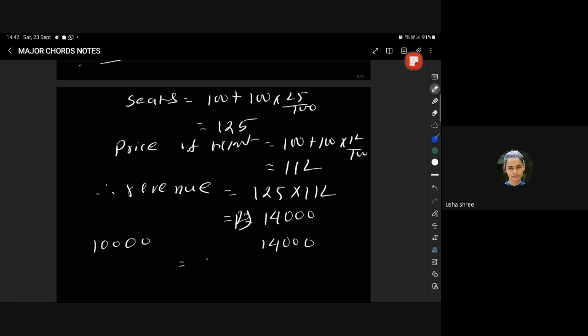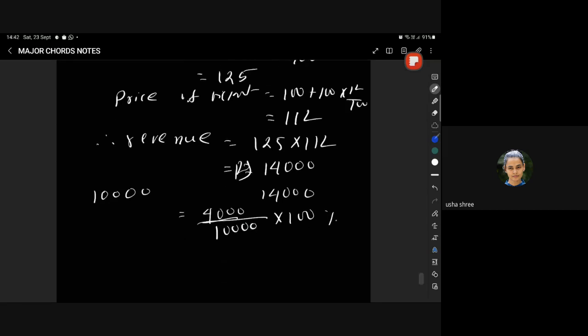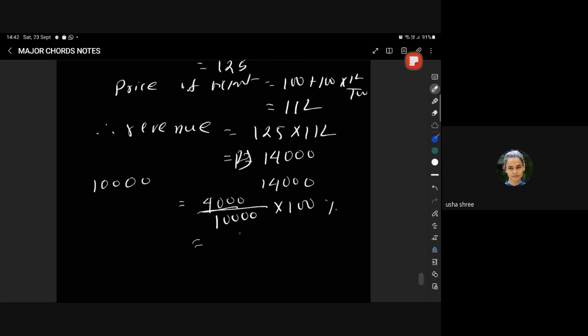So how much was increased? Revenue increased by 4,000 out of how much? 10,000. If you want to find out the percentage, then multiply by 100%. It will give you 40%. So net revenue increased by 40%. Understood?